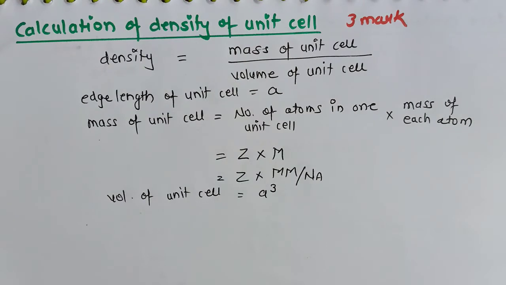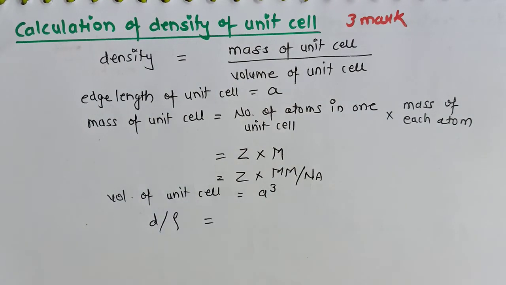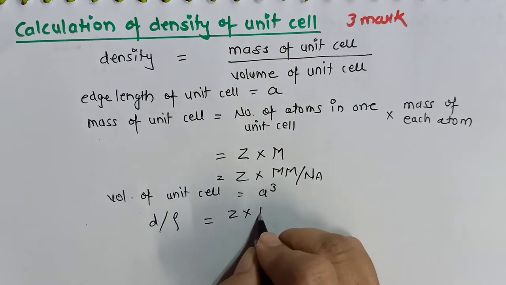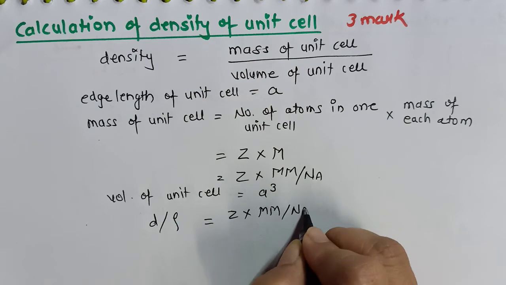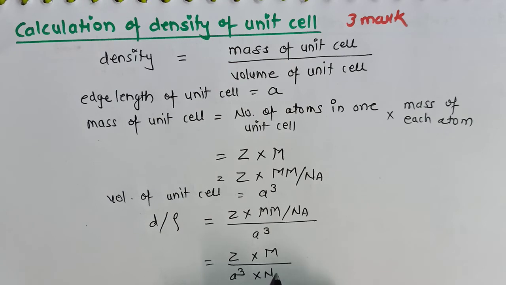Now let us substitute in this density. It can also be denoted as rho. So mass of unit cell is Z into molar mass upon Avogadro number, upon a cube. Or I can write it as Z into molar mass upon a cube into Avogadro number for density. Based on this formula, you have numericals.